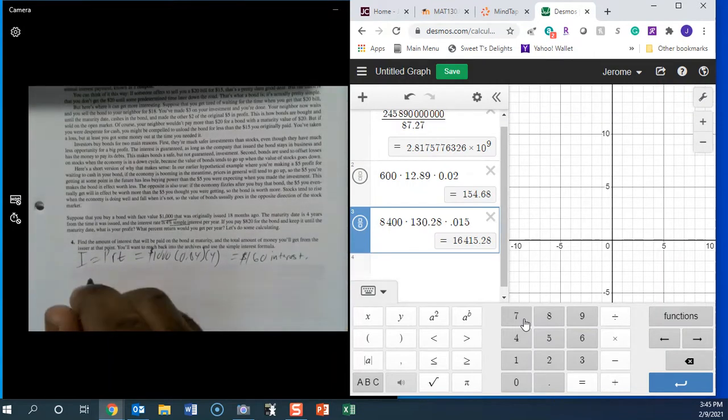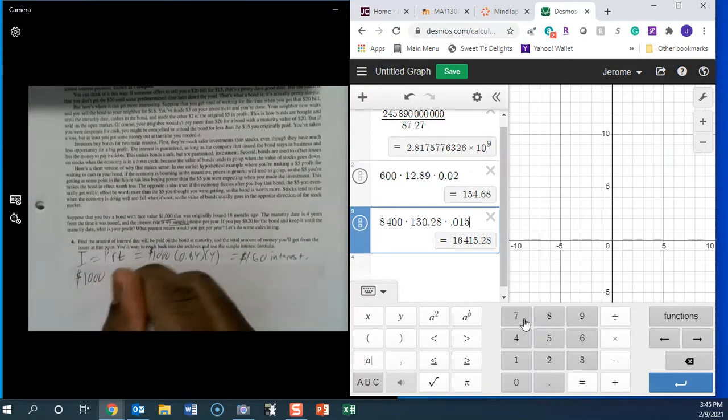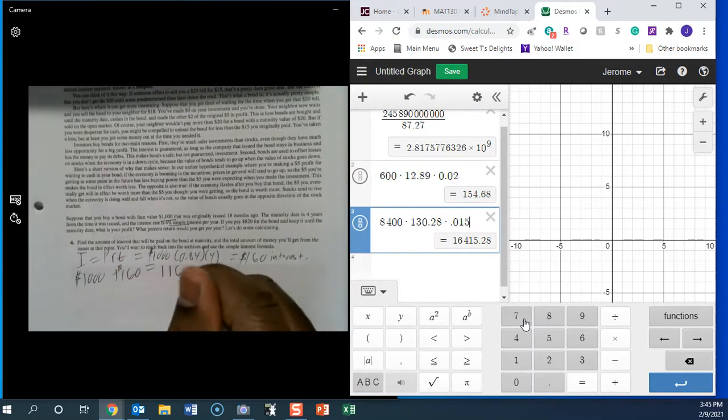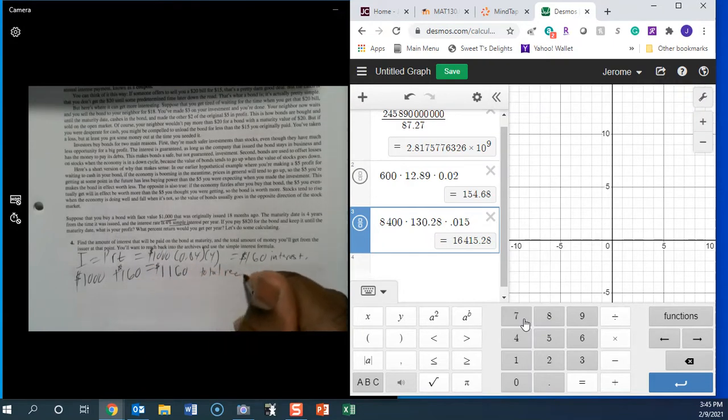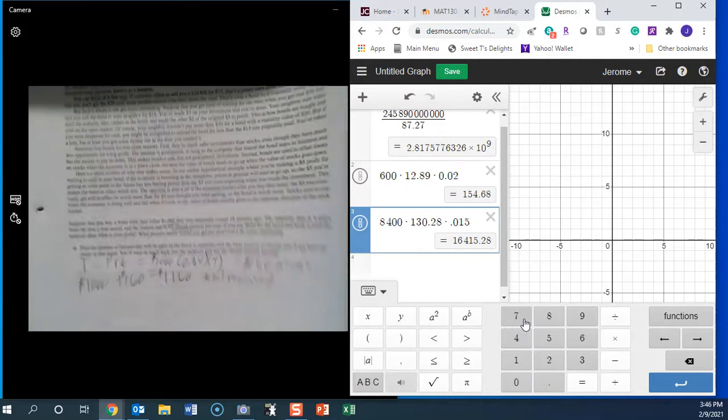Okay, so now the bond, it's $1,000 face value plus $160 in interest. So that would be $1,160 will be the total received. All right. So you paid $820 to get $1,160 back. That's not too bad.